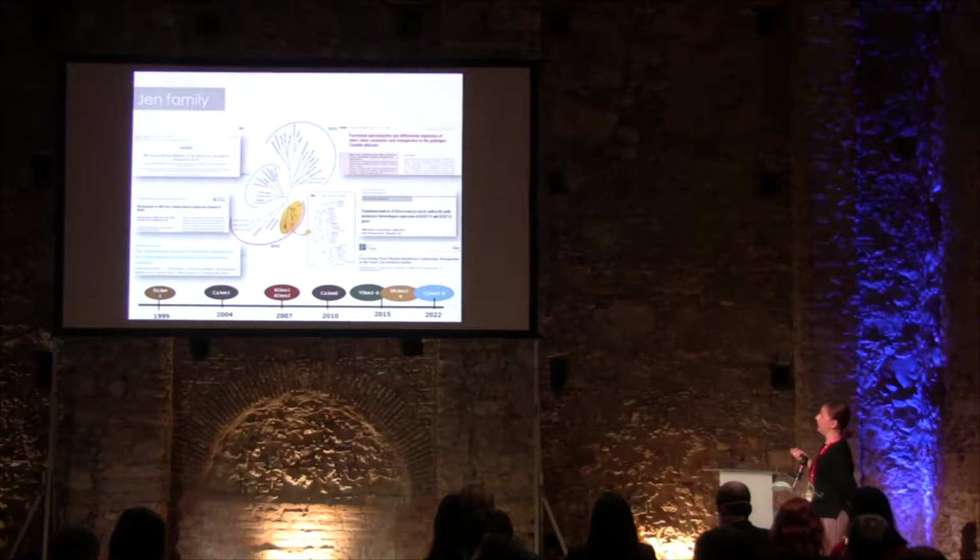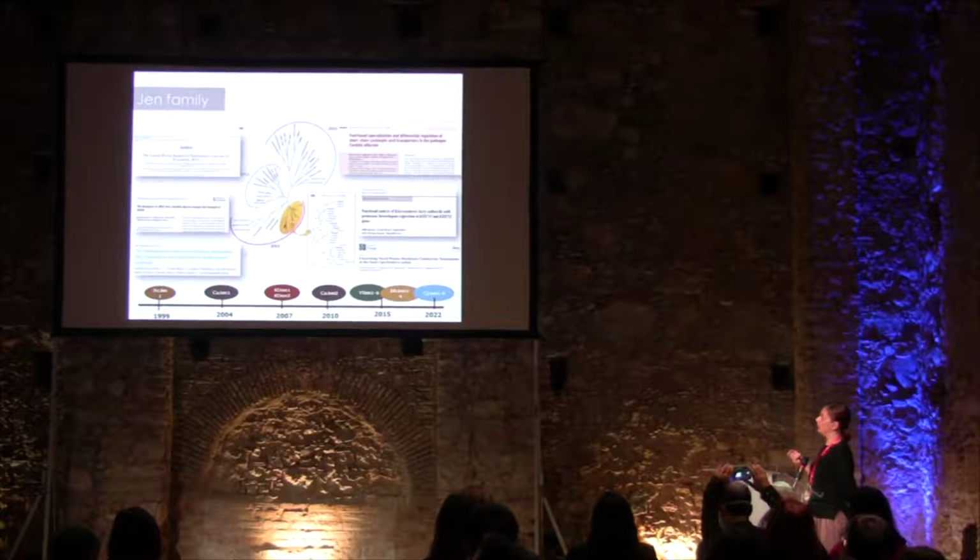And throughout the years, we have characterized several of these systems. One is the gene 1 family that was initially characterized as being encoded.